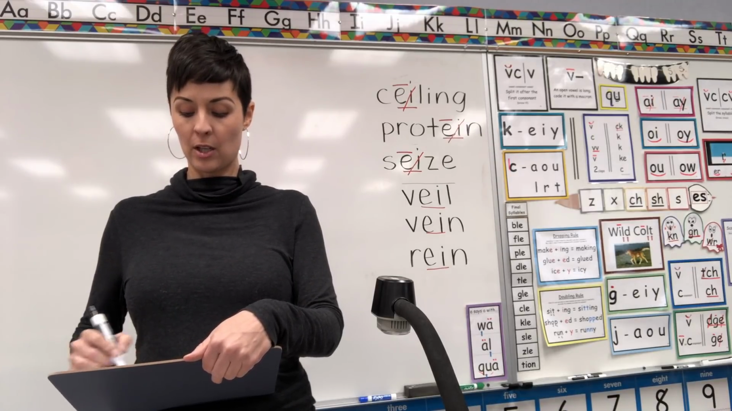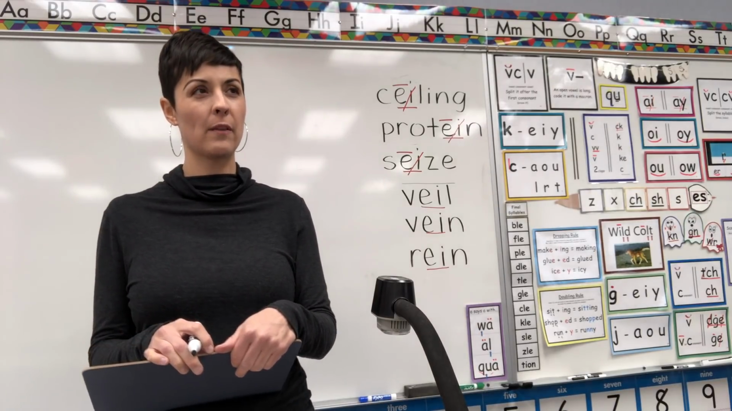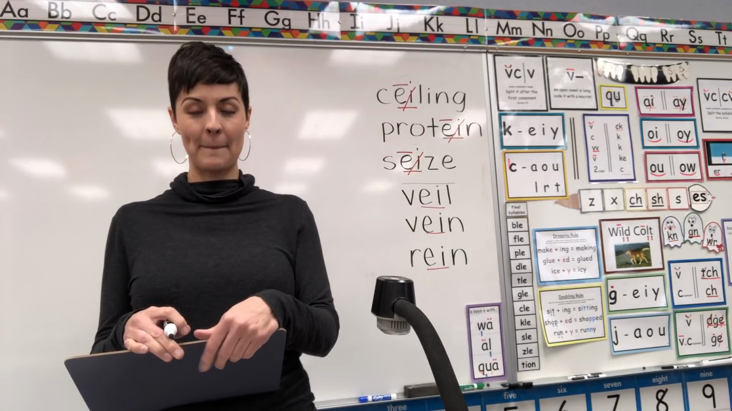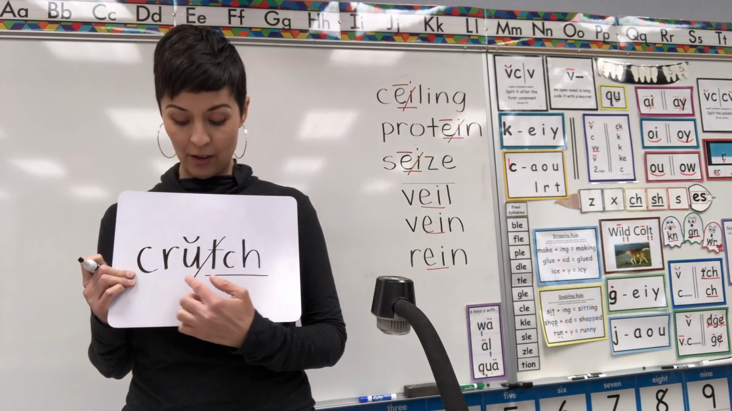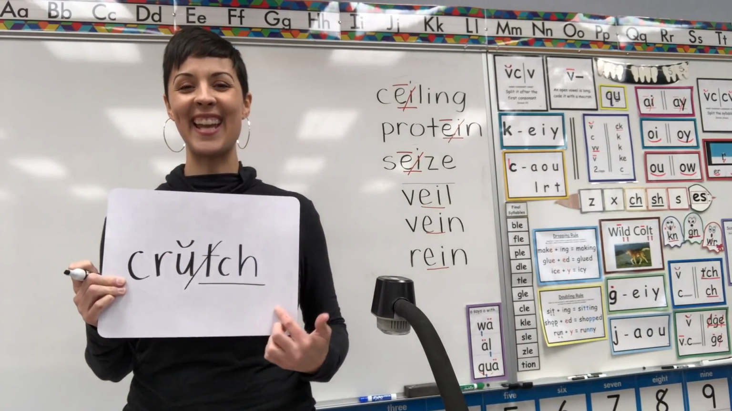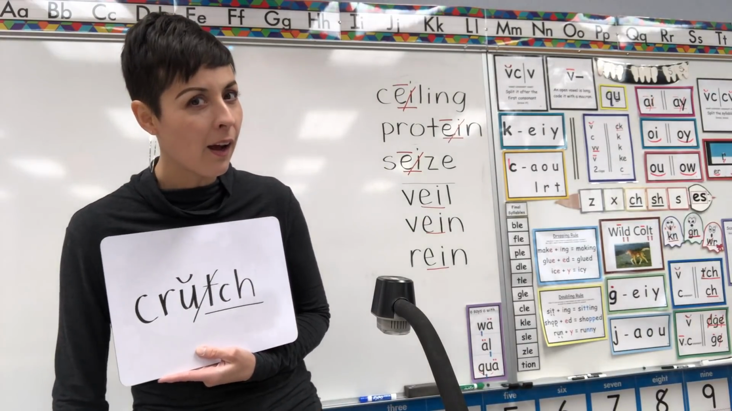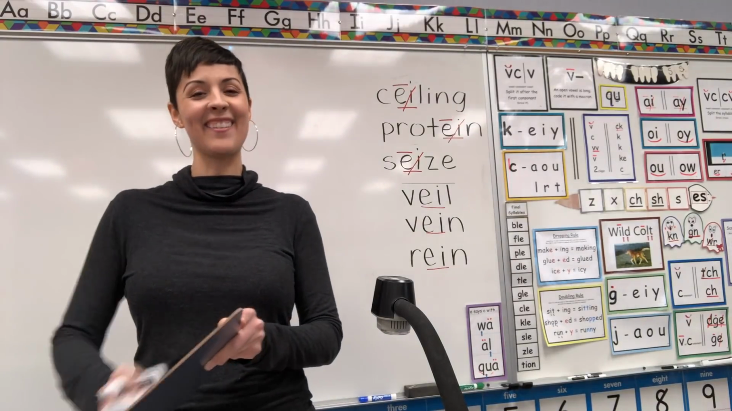What says ch? After that short vowel U, ch. Okay, let's check it. Crutch should be spelled C-R-U-T-C-H. Thumbs up if you got the T-C-H after the short vowel. Let me look. A lot of kids, good. Erase, erase.